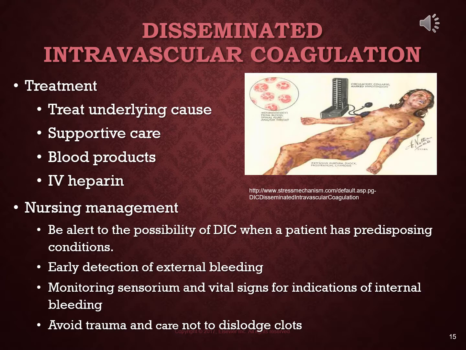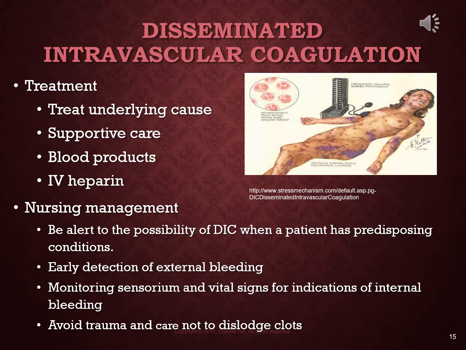Early detection of external bleeding is one of the first things that the nurse needs to be aware of: the bleeding gums when there shouldn't be, the nosebleed when there shouldn't be. Why in the world is that IV site or that venipuncture site oozing? That should not be happening. Pick up on those things and report them and be alert to them.